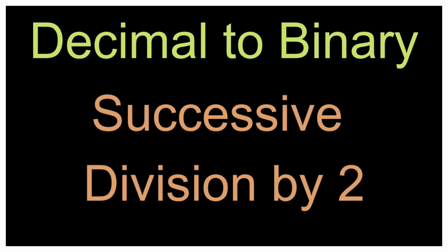Converting decimal to binary. There are 2 main ways. First method, successive division by 2. You divide the number by 2, keep track of the remainders until the result is 1. Then you read the remainders backwards. That's your binary number. Example, 25.